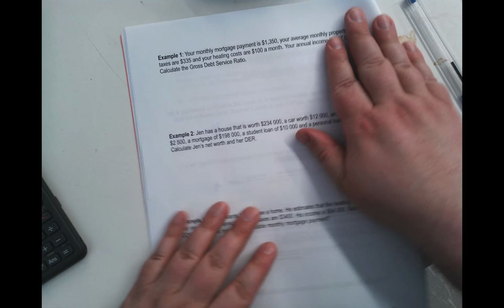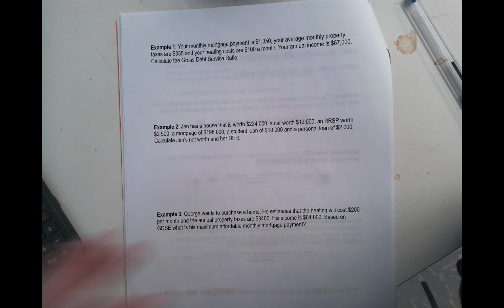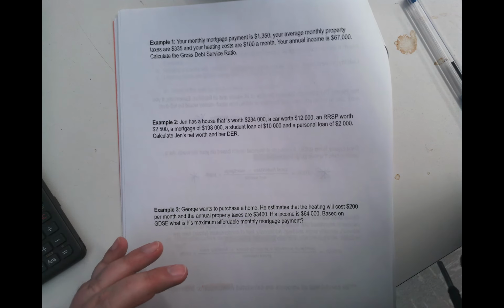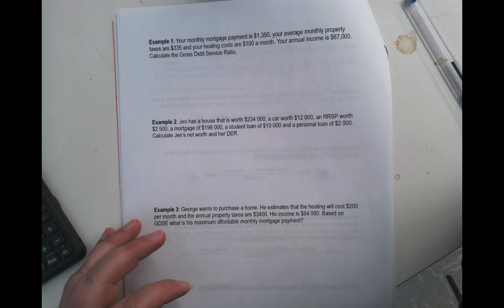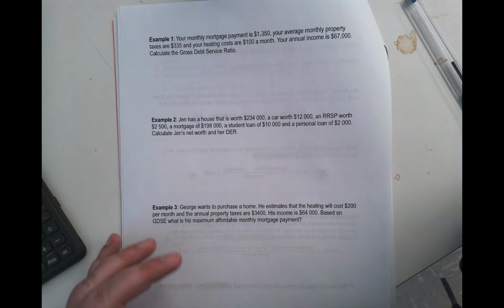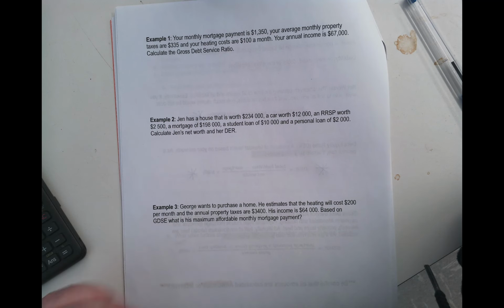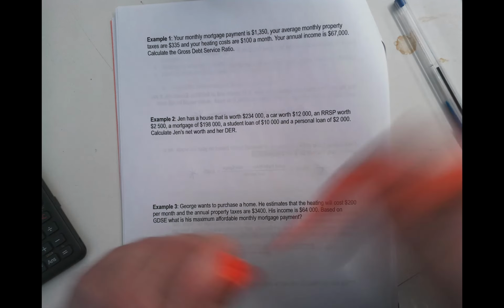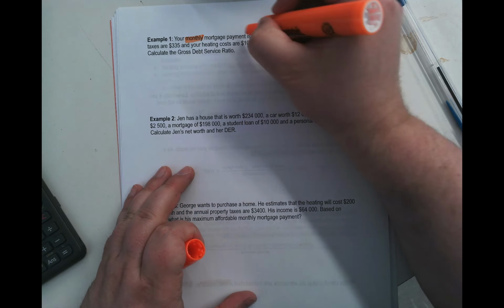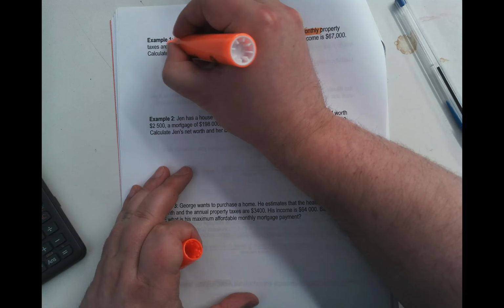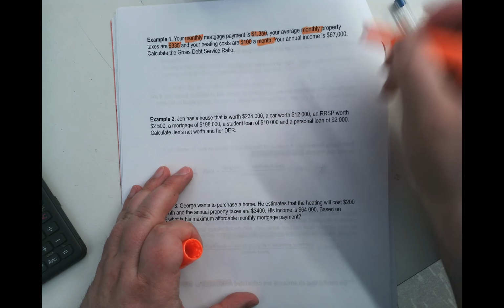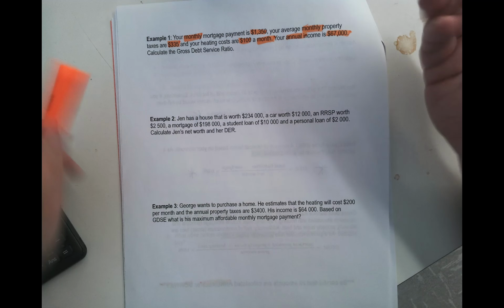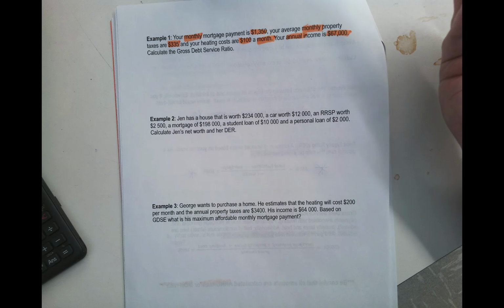The first one says, your monthly mortgage payment is $1,350, your monthly property tax is $335, and your heating costs are $100 a month. Your annual income is $67,000. Calculate the gross debt service ratio. So right away, one thing to point out is we have monthly, monthly, monthly, and then we have annual. So annual is different. We're going to have to change that to a monthly amount.